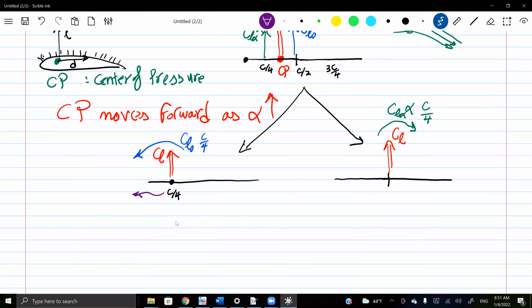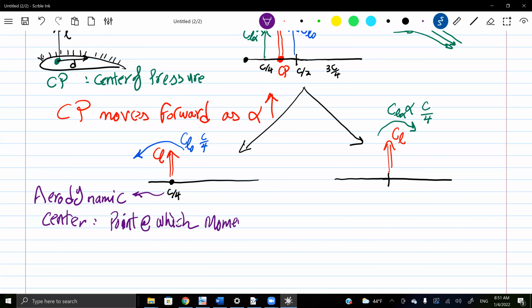Anybody remembers the name? Aerodynamic center. Exactly. This is the aerodynamic center. As you see, the definition of the aerodynamic center is the point at which what? The point where the moment is constant. Exactly, very good. I like this. So the moment is constant, independent of the angle of attack, independent of alpha.